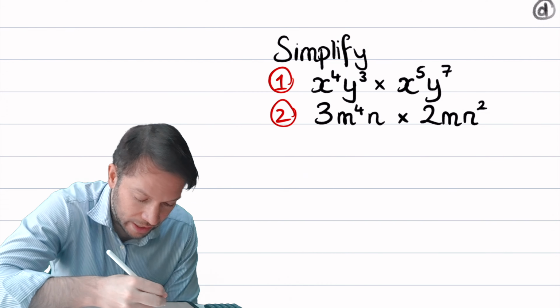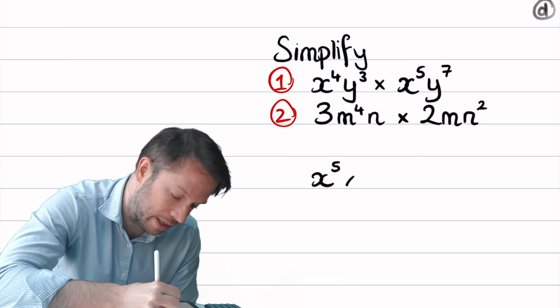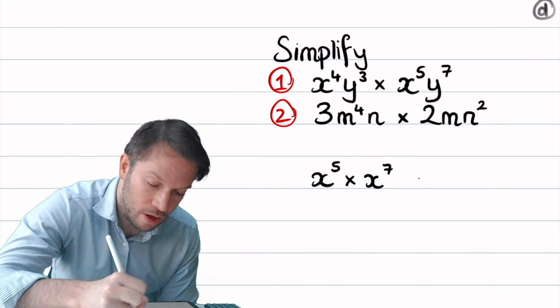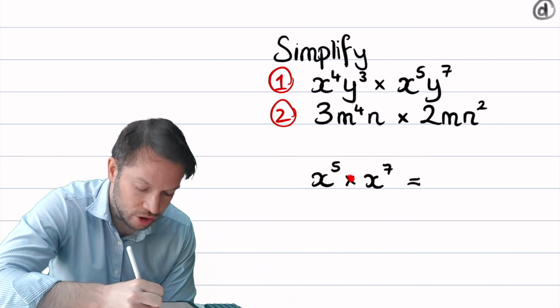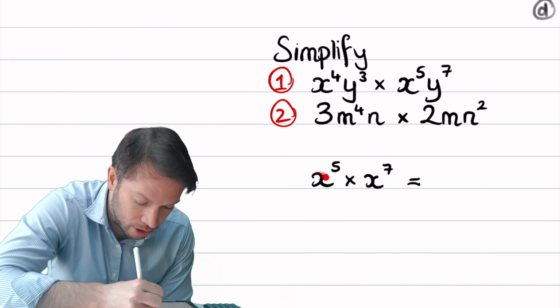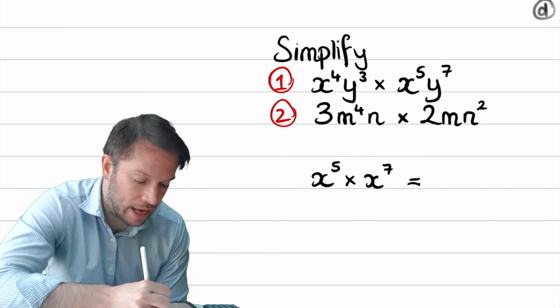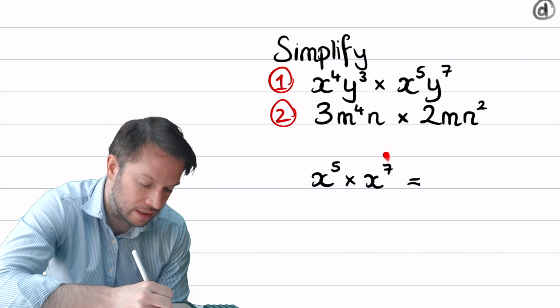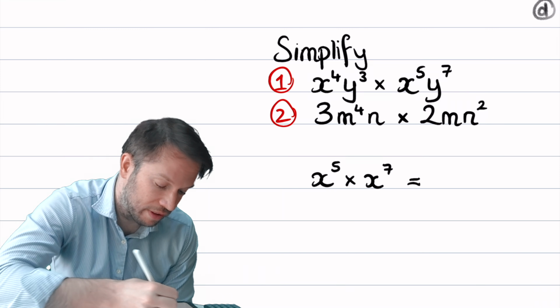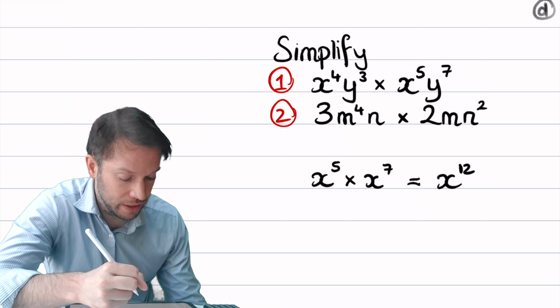If, for example, I had x to the power of 5 times x to the power of 7, when you're multiplying two powers like this with the same base, remember this larger number on the left is known as a base, so they both have a base of x, then you add these indices. You add the 5 and the 7. 5 plus 7 is 12, so it'd be x to the power of 12. And we proved that in a previous video.